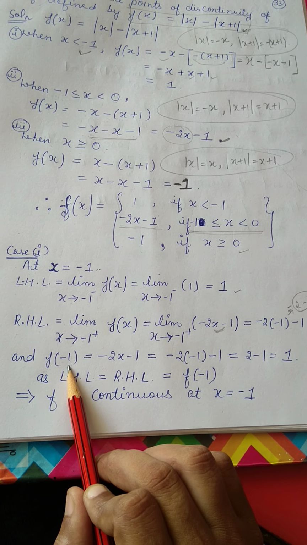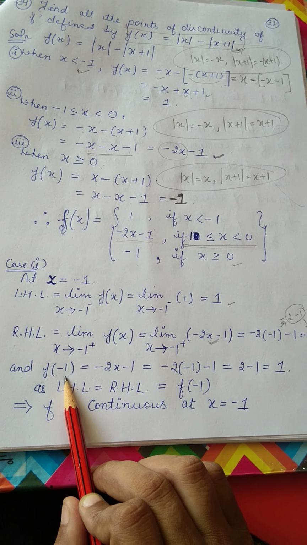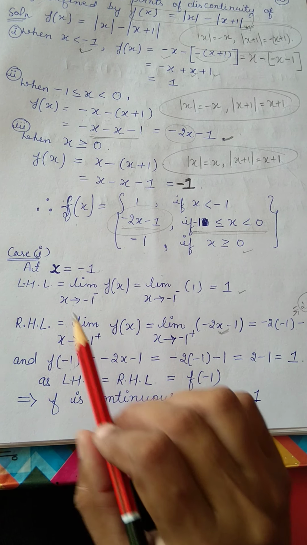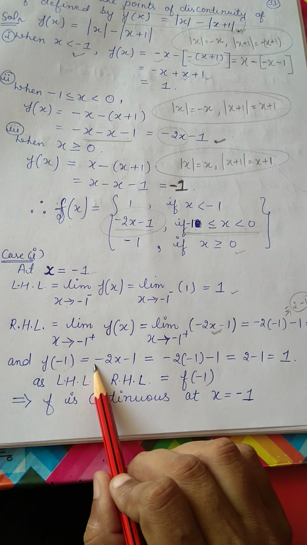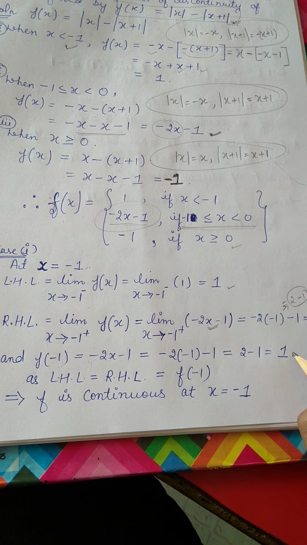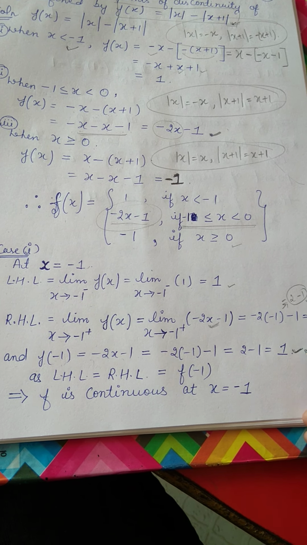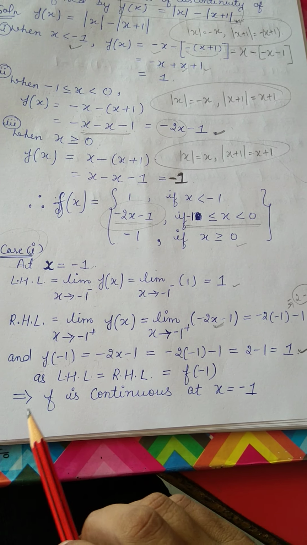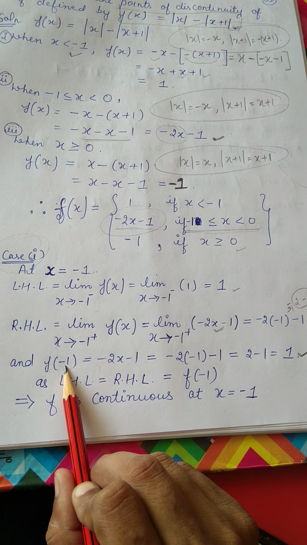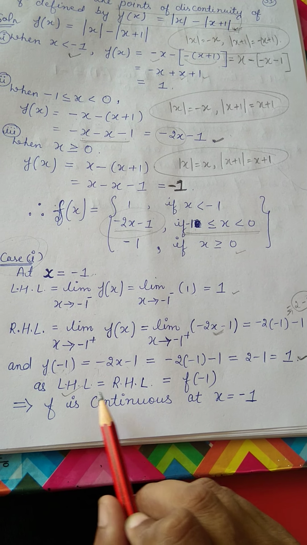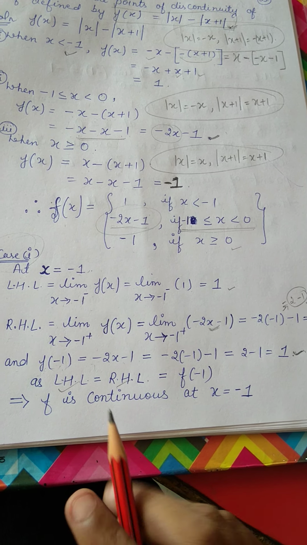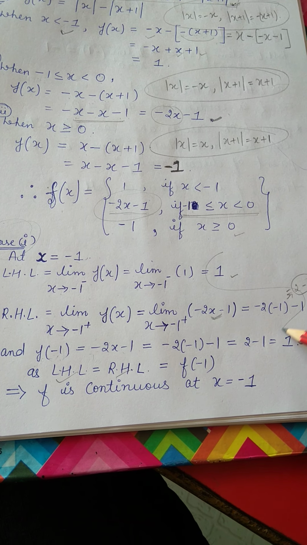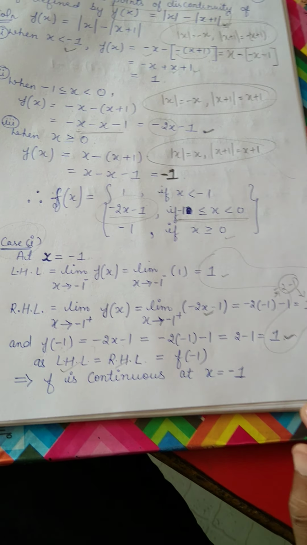Now next you will get the function value at minus 1. When you find the function value at minus 1, what you will get? You choose this function, that is minus of 2x minus 1, again you will get 1. Here बच्चे, as per case 1 at x is equal to minus 1, your f of minus 1 value, your LHL value, your RHL value are all the same. You can see that 1, 1, 1, they are all the same बच्चे.